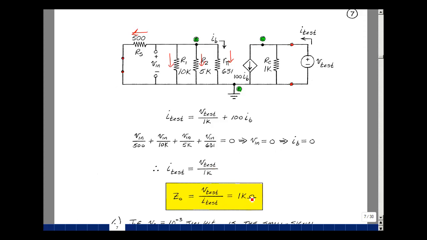When we design an amplifier, we want to make the output impedance as small as possible because it forms a voltage divider with the load. We want to make sure that we don't attenuate the signal once we come out of the amplifier.